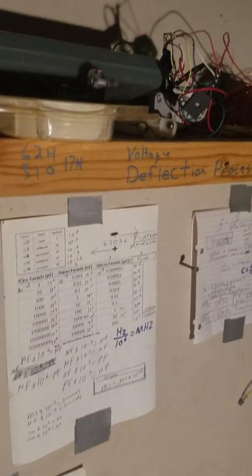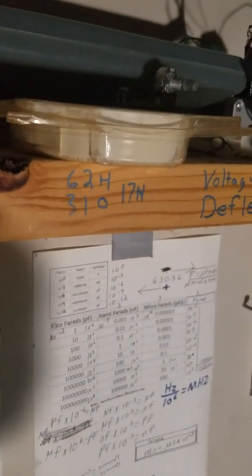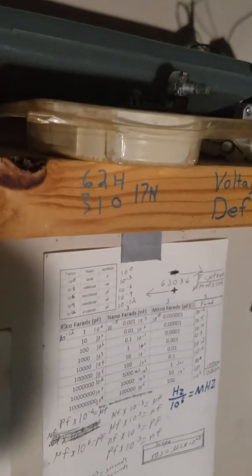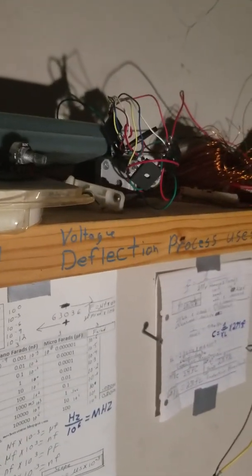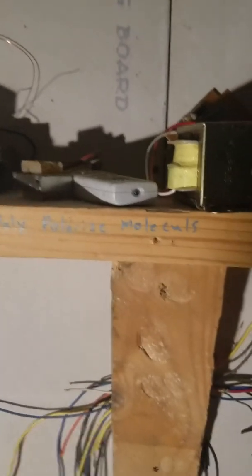The water molecule has 62% hydrogen atoms in it, 31% oxygen, and 17% nitrogen. Voltage deflection process uses progressive step functions to polarize molecules. Voltage deflection. Look up voltage deflection. Voltage stimulation causes polarization on anything containing an electron or proton. This stuff is good to understand.